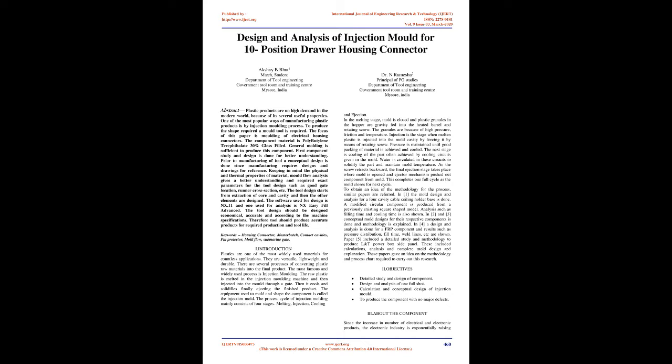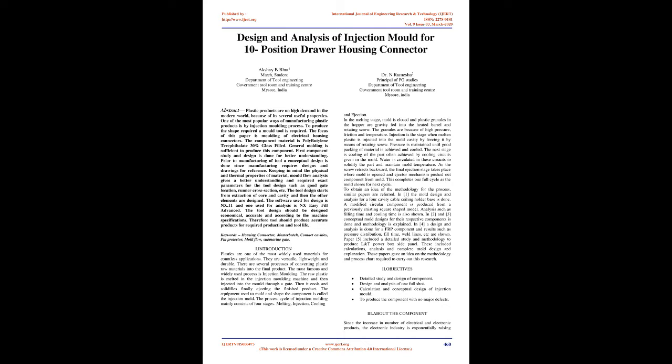To produce the shape required, a mold tool is required. The focus of this paper is molding of electrical housing connectors. The component material is Polybutylene Terephthalate 30% glass-filled. General molding is sufficient to produce this component. First, component study and design is done for better understanding.